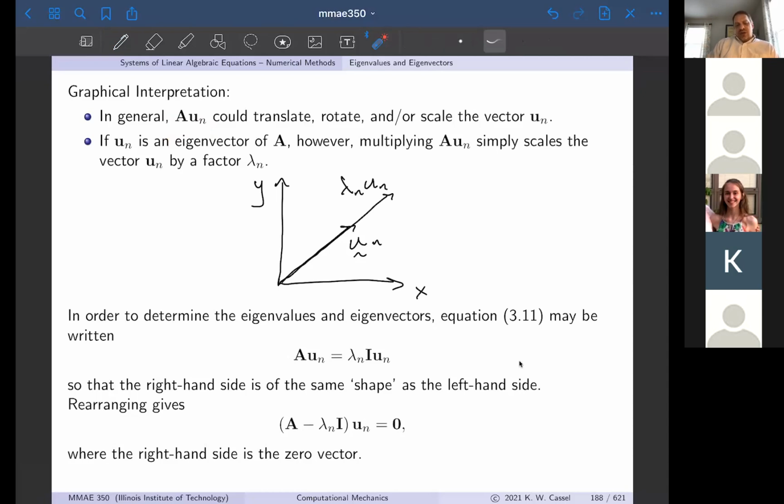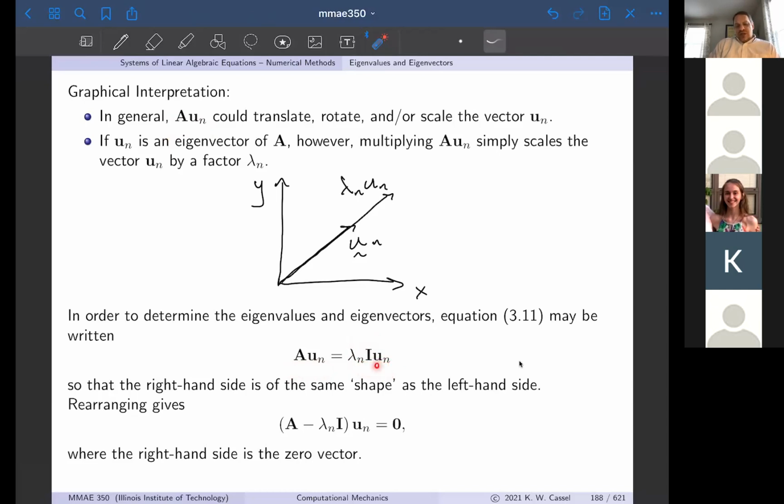So how do we get the lambdas and the U's? Well, we start with the system, our eigen problem, A U equals lambda U. And I insert this I here on the right-hand side. Remember, I is like multiplying by 1, so it doesn't change anything. But what it does is it makes the shape of the right-hand side the same as the shape on the left-hand side. On the left-hand side, I have an n by n matrix times an n by 1 vector. And now I have an n by n matrix times an n by 1 vector. So it makes the shapes the same.